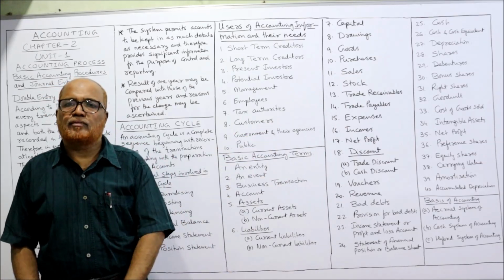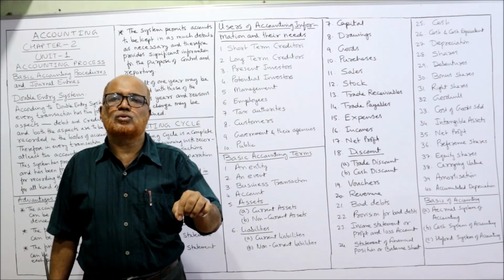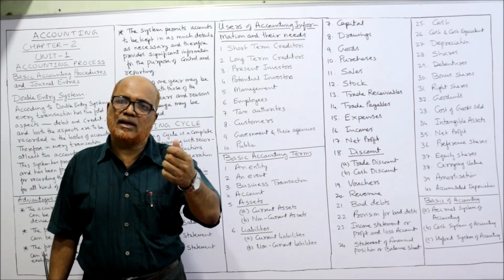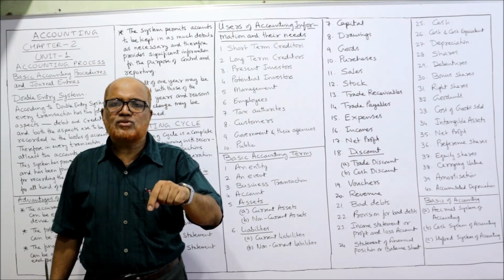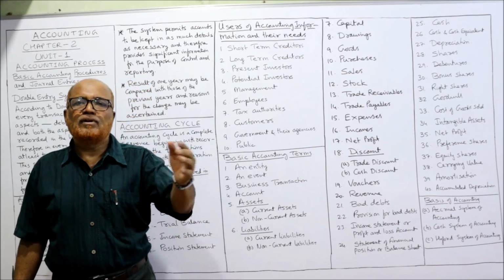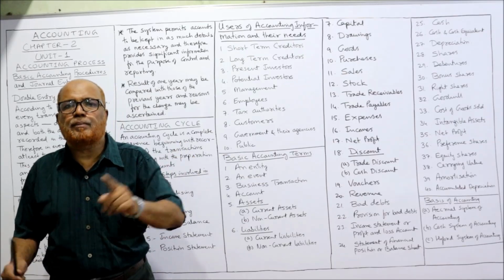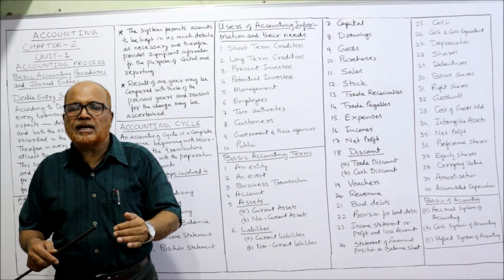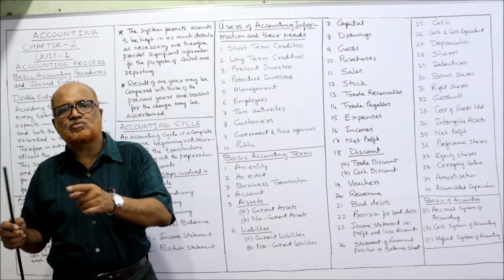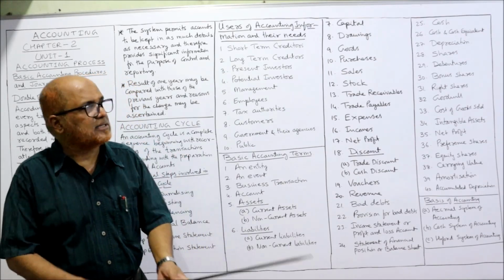Next comes drawings. Amount withdrawn by the owner for personal use, whether amount is withdrawn in cash or goods. In case of sole trader, the owner will withdraw some cash for personal purpose or withdraw some goods for personal purpose, it is called drawing. Similarly, in partnership, when the partner withdraws the cash or some goods from the business for personal use, it is called drawing. But drawings are not there in limited companies.